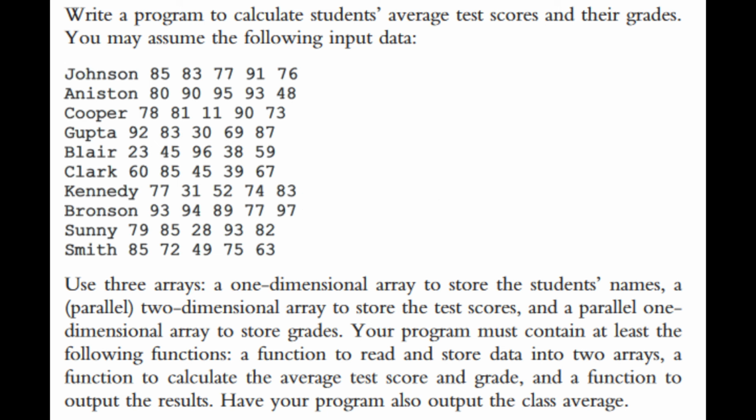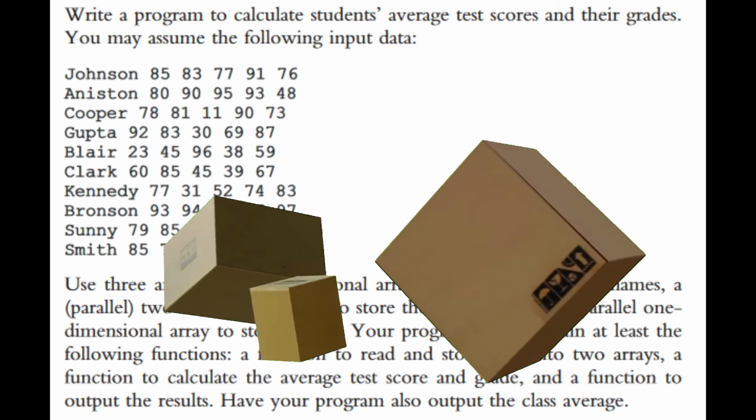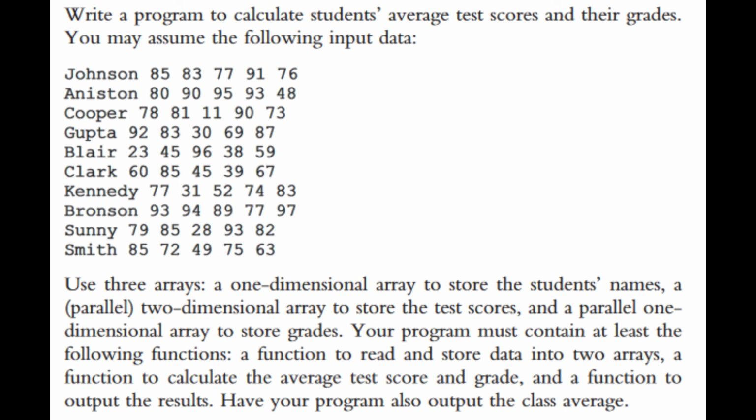An array is a data structure that can hold a fixed size sequential collection of elements of the same type. It's like having a bunch of storage compartments where you can store data of the same kind. And now a parallel array is simply multiple arrays that are related in some way. In this case, we have parallel arrays because each element in one array, which is the student's name, corresponds to the element in the other arrays, the test scores and grades, at the same index.